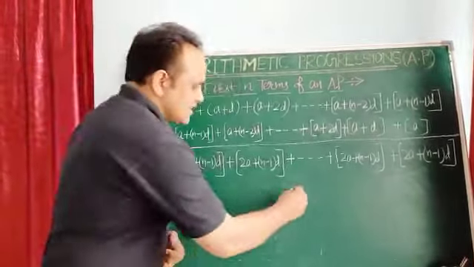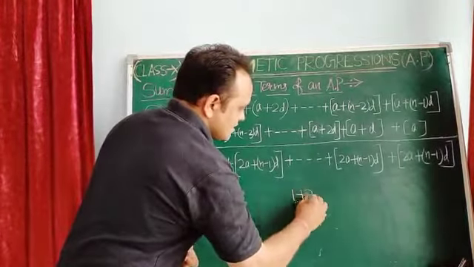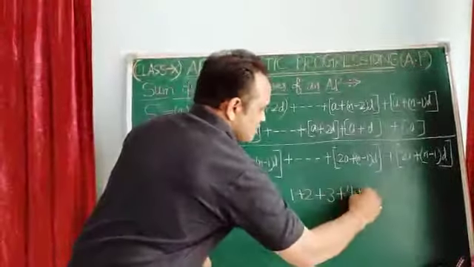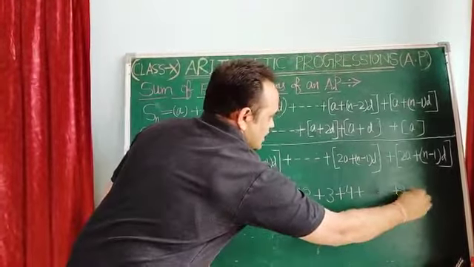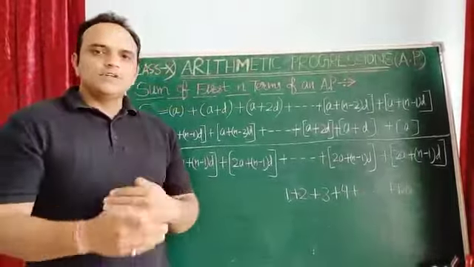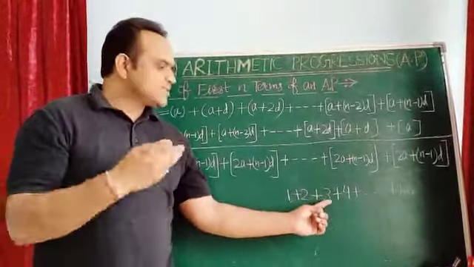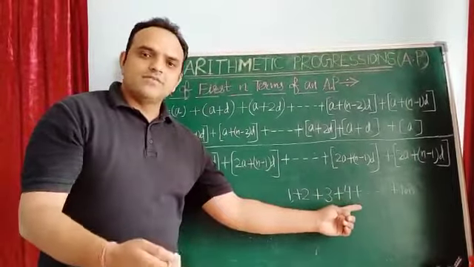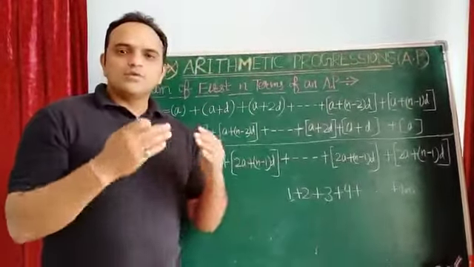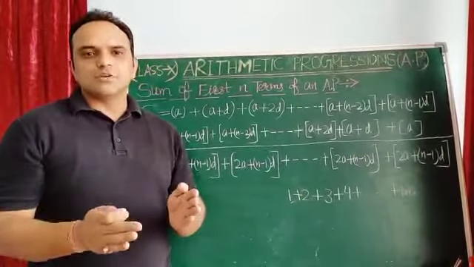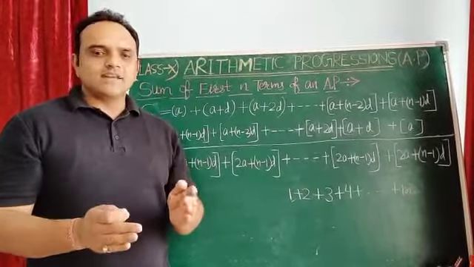If I have to add the numbers this way, 1 plus 2 plus 3 plus 4 plus so on up to 100, and if we do the calculation manually, like 1 plus 2 is 3, 3 plus 3 is 6, 6 plus 4 is 10, plus 5 is 15, and so on up to 100, then it is a very time consuming process. It is very time taking.